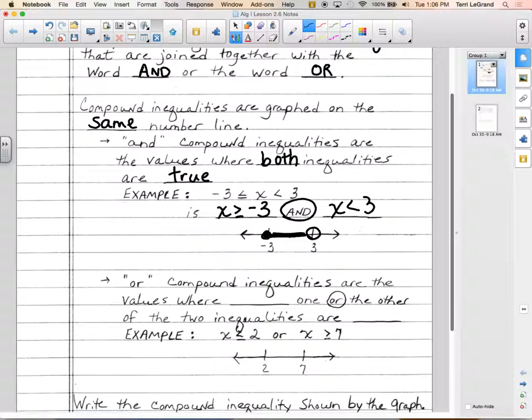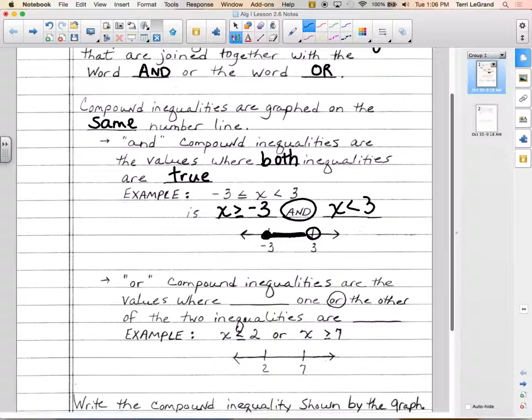How about 10? No. Which one doesn't 10 satisfy? The second one, x is less than 3. How about negative 1,000? No. Which one doesn't that satisfy? The first one. So those satisfy one of them, but they don't satisfy the other one. We can only pick the region to shade that satisfies both inequalities.